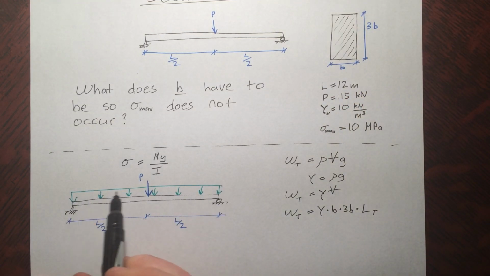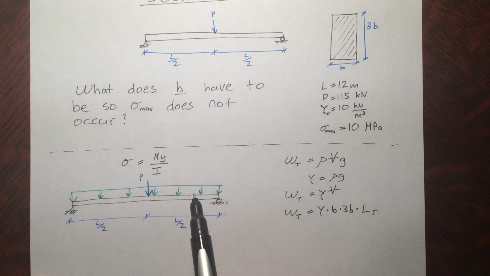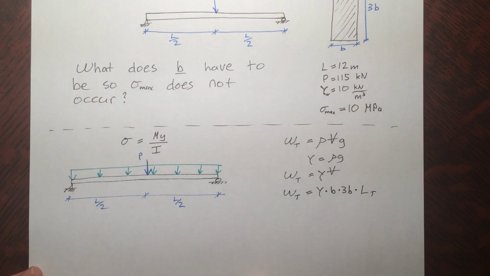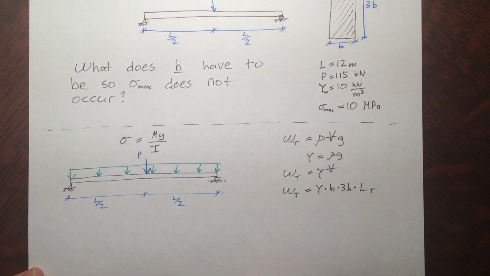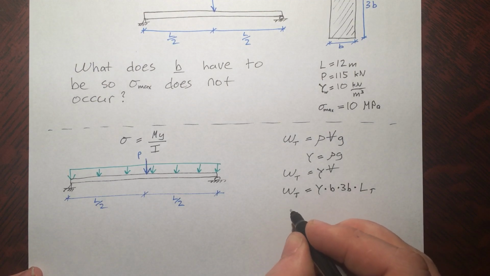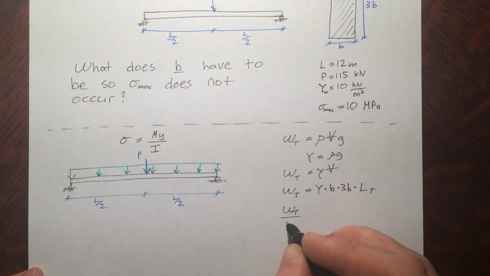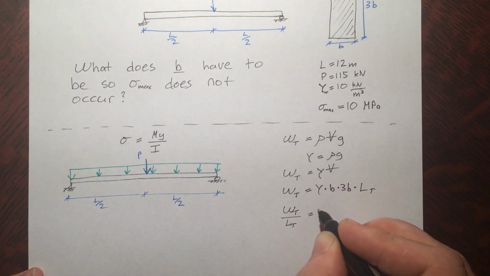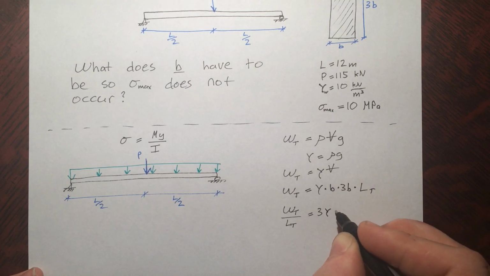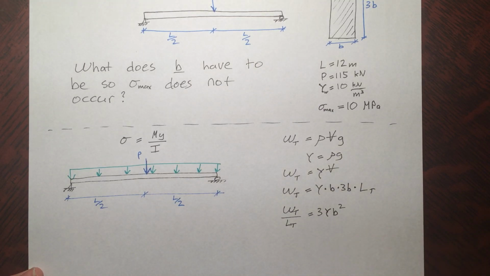Alright, now this force here is some sort of force per length. In our case, a weight per length. Now to find that, we take the total weight and divide it by the total length. So we take this whole function and divide it by the total length. That just gives us three gamma b squared. That's a weight per length. Usually we give that q.